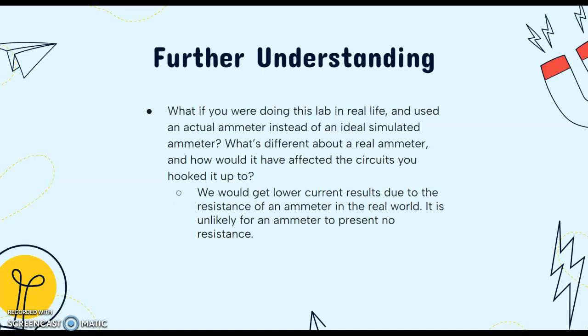Some further understanding for the experiment. What if you were doing this lab in real life and used an actual emitter instead of an ideal simulated emitter? What's different about a real emitter and how would it have affected the circuits you hooked it up to? We would get lower current results due to the resistance of an emitter in the real world. Emitters typically do have resistance, so it is very unlikely for this situation to occur in the real world.